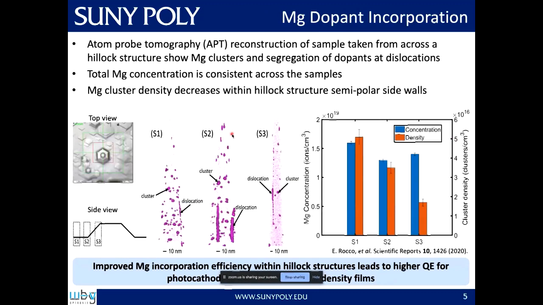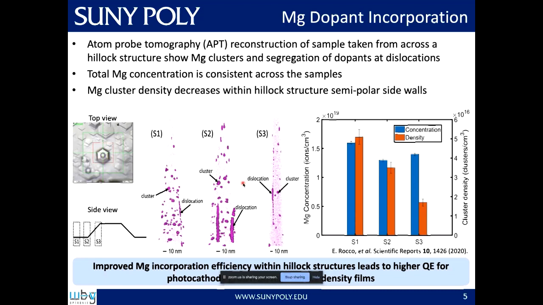And to confirm why it was that we have this increased quantum efficiency for the high helix density samples, we studied the magnesium distribution across a helix structure using atom probe tomography. So here we have reconstructions of S1, which is in a planar, flat region outside of this helix structure, moving into S3, which would be well within this helix sidewall.